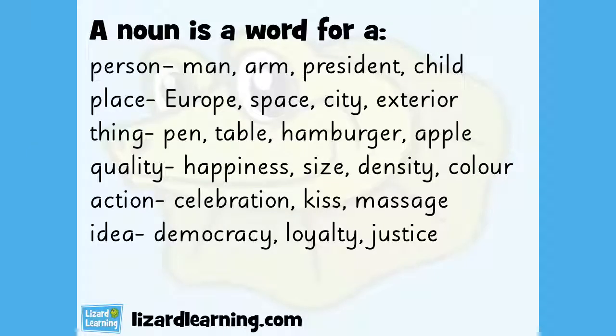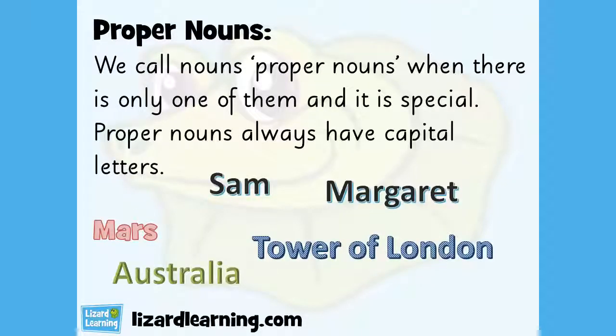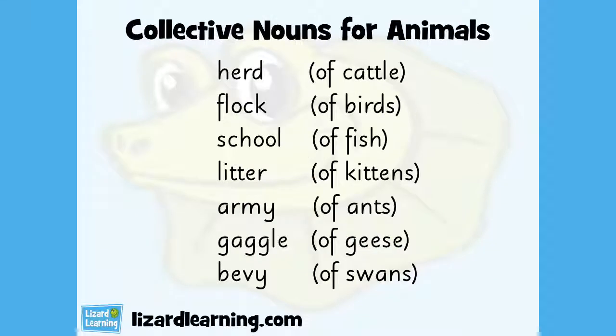Nouns are generally described as the names of persons, places, things, or ideas. Proper nouns are nouns that refer to the specific names of things such as Tom, Mary, London. Collective nouns generally refer to groups of things such as a litter of puppies, a herd of cattle, a pod of whales, a murder of crows, and so on.